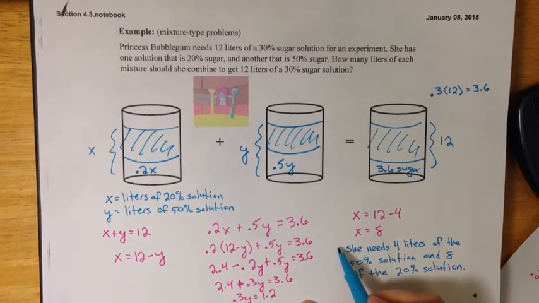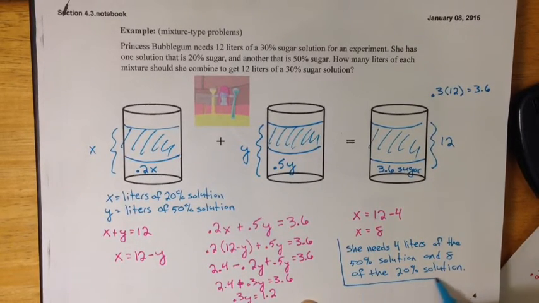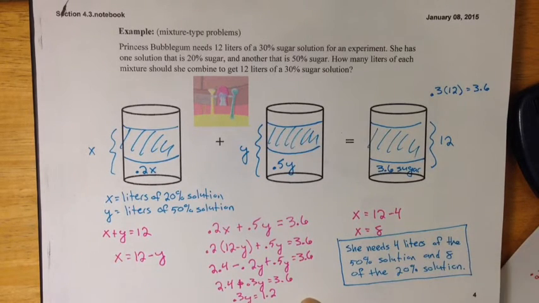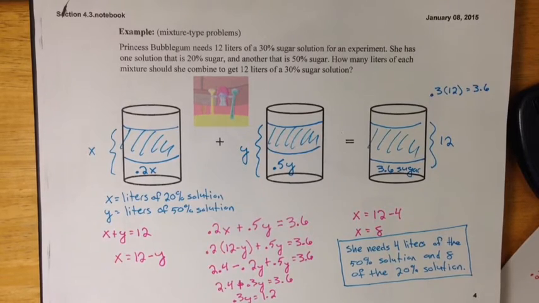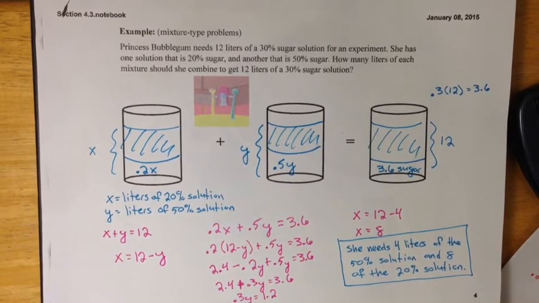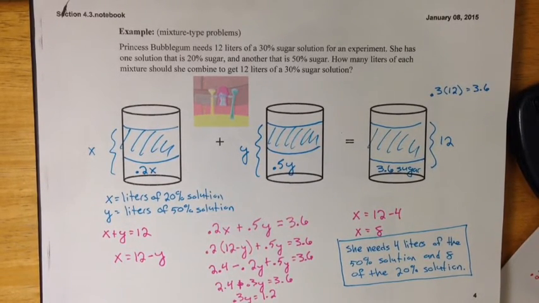So our final answer is that she needs 4 liters of the 50% solution and 8 liters of the 20% solution. So this video had an example of a break-even problem, a multiple kinds of things problem, and a mixture type problem. Most of the problems in your homework should be those kinds of problems. So, happy studying!